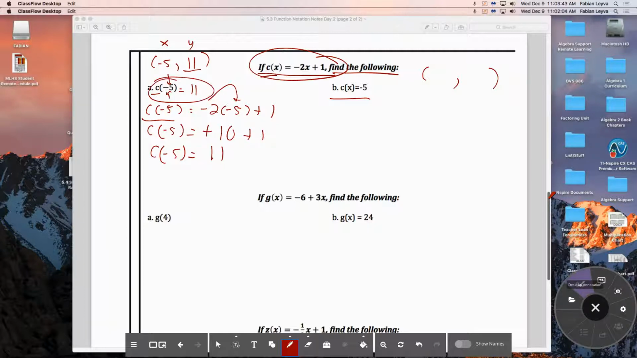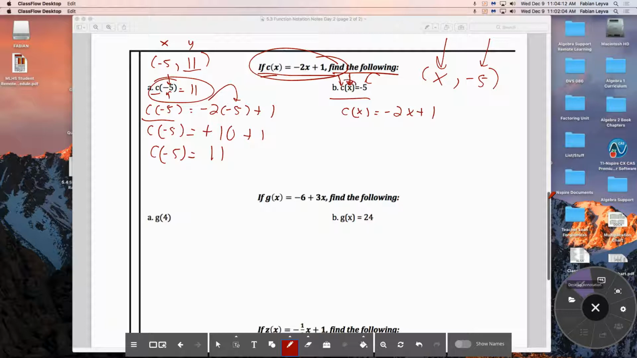Now notice that the second one is a little bit different. It's not telling you what the input is. They're telling you that your input is an x. But when you input that x into your C function, you are getting a negative 5, aka your output is a negative 5. So you can see here in this ordered pair what you're looking for. You're looking for your input when your output is a negative 5. So let's write an equation to figure out how we're going to find that.